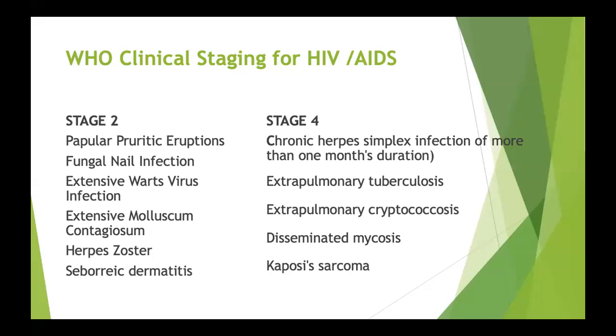There's not much involvement in stage 3 as well. So stage 4, we would have chronic herpes simplex, which is an infection that is more than a month. Extrapulmonary TB, which would be TB skin in our presentation. Extrapulmonary cryptococcosis, disseminated mycosis, and Kaposi sarcoma.